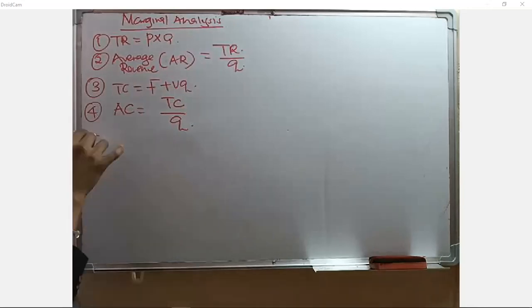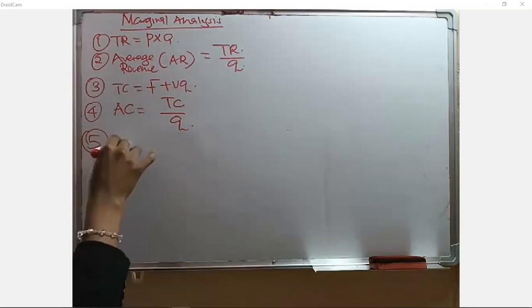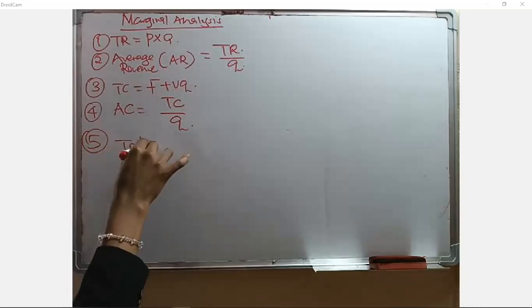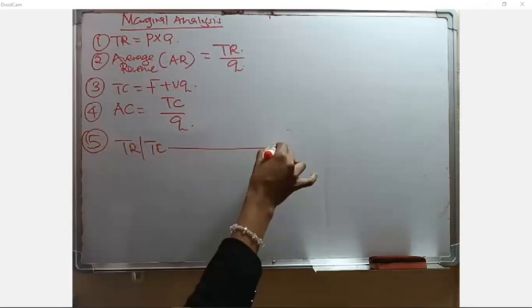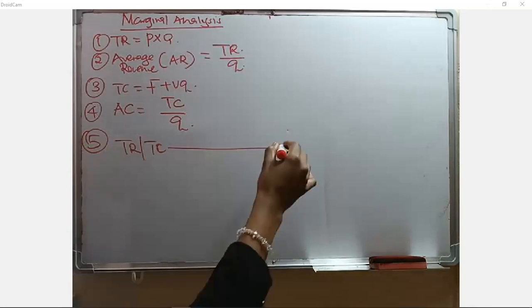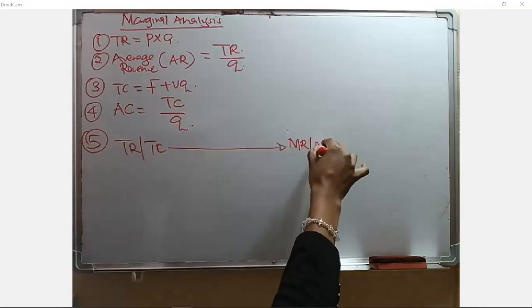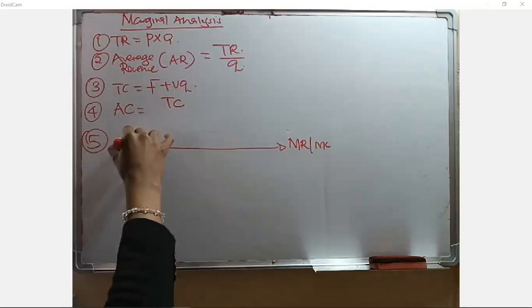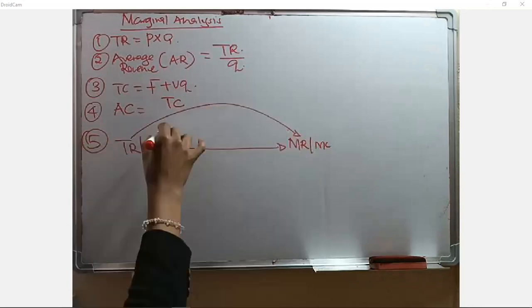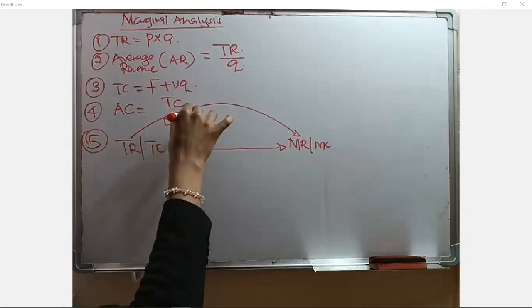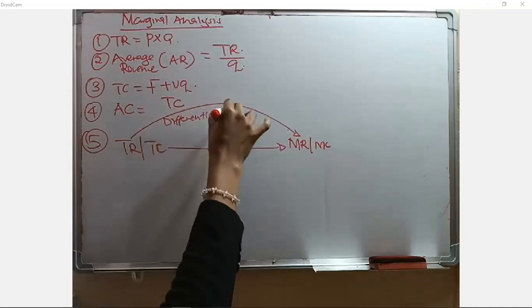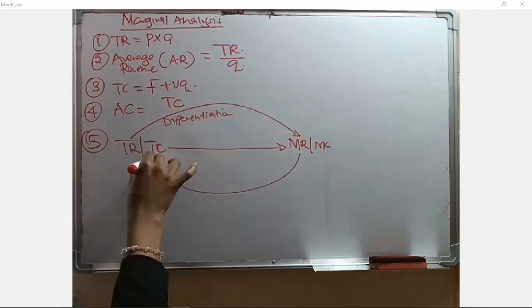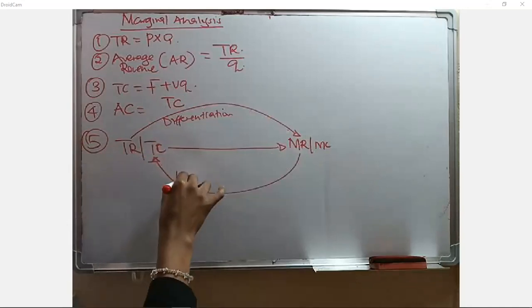Then number five, we have the marginal analysis, marginal revenue. If the examiner has given you total revenue or total cost, then we have some aspects where we discuss the marginal revenue or marginal cost. This is what the examiner has already given you. So from here to here, we normally do differentiation. Then from here coming back, we normally do integration.